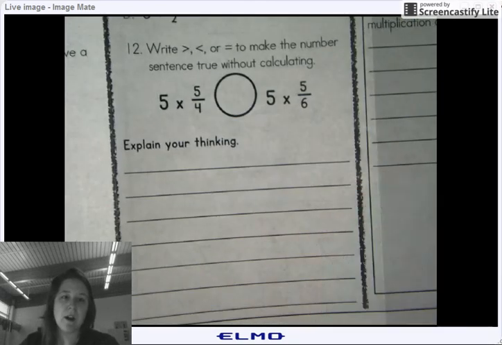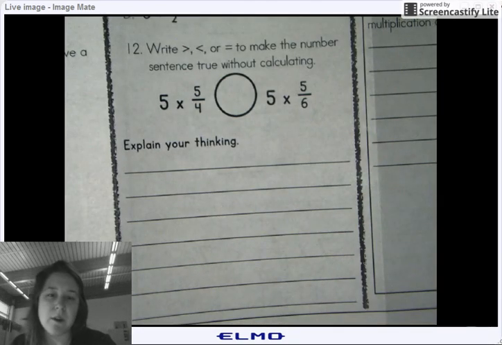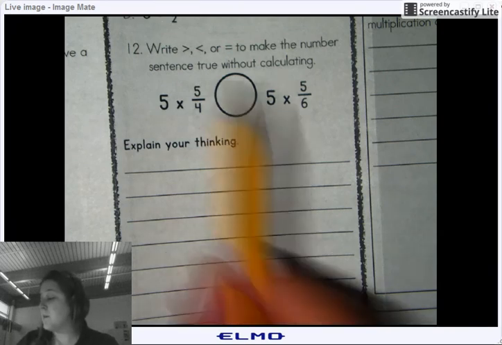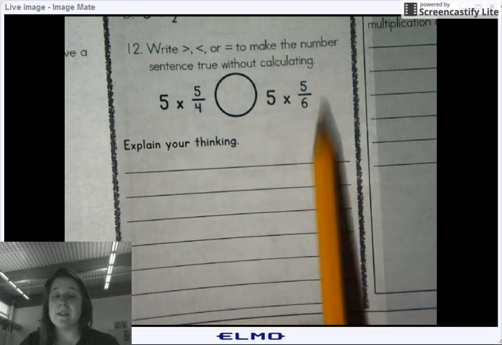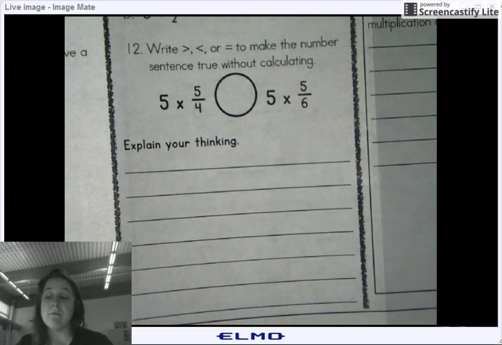And question number 12, write the greater than, less than, or equal sign to make the number sentence true. The whole number doesn't change. This is 5/4 and this is 5/6. There's an improper fraction, meaning that you should choose the one side that's going to be correct, greater than, less than, or equal to.